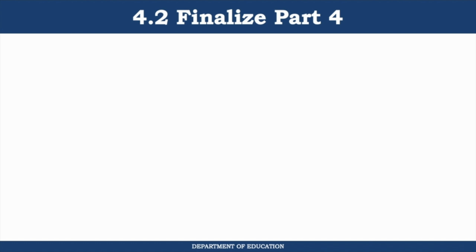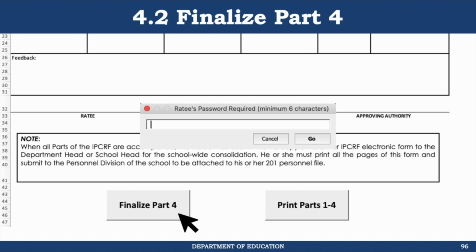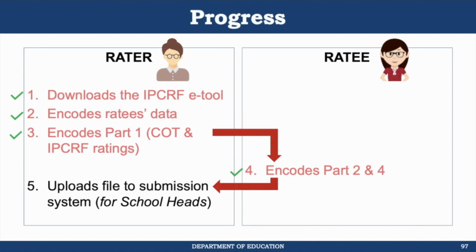Finally, the RATEE opens Part 4 and encodes his or her development plans. After encoding, at the bottom, the RATEE will click Finalize Part 4 button, which will again prompt for the ratee's password that he or she set when finalizing Part 2. After inputting the ratee's password, click the Go button, and that should lock Part 4. And that finishes all the steps we need to do in accomplishing the eIPCRF electronic tool.